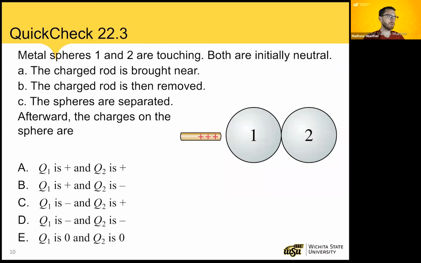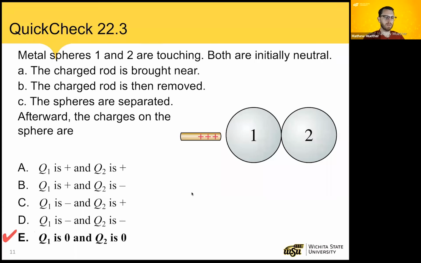Okay, I'm going to end the poll. So most of you said that they end up being neutral. Okay, that's absolutely correct. What happens here when I bring this positive rod near these conducting spheres? The negative charges are going to be attracted over here, leaving the object 2 to be more positively charged.